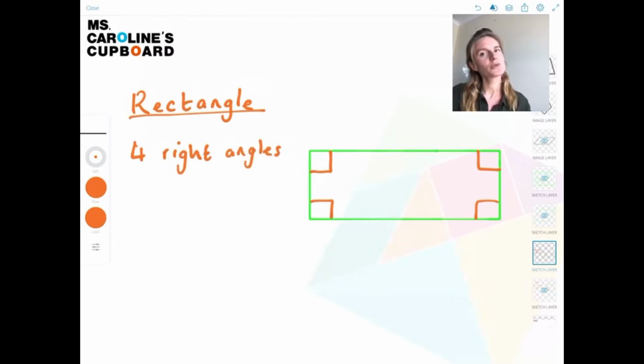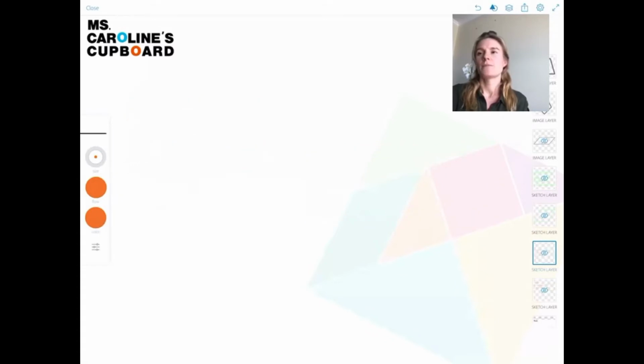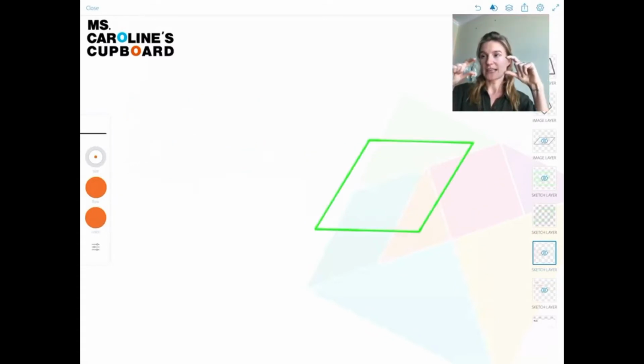So what's the difference between the rectangle and a square? This one has, can you see? So it's got opposite sides equal length. So you can see the two lines on the side are the same length, and the top and bottom are the same length. So that's how we know it's a rectangle and not a square.